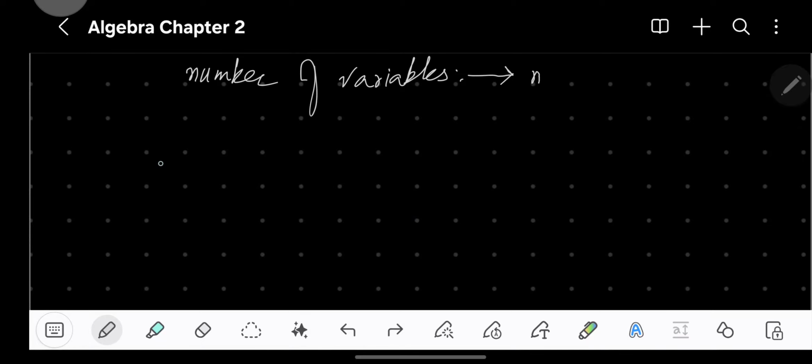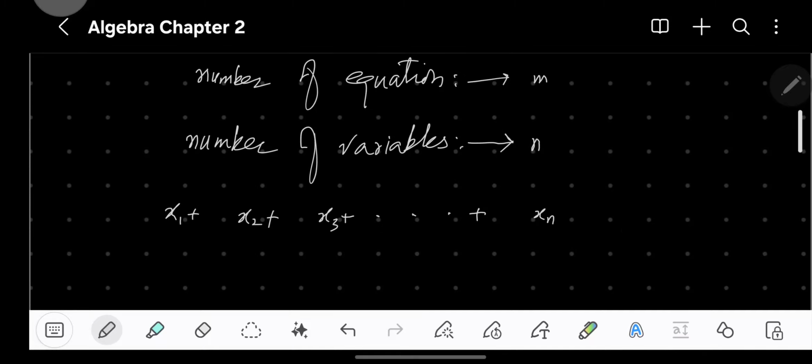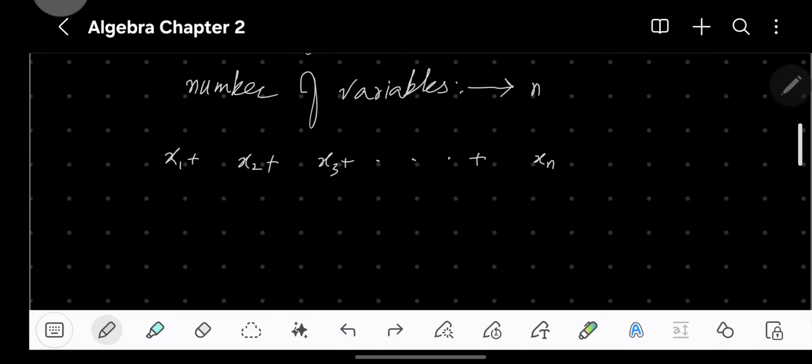So the first equation: x1 plus x2 plus x3 plus up to so on plus xn. Since I need n variables, in the first equation I have written n variables, x1, x2, x3 up to xn. So this is the first equation.